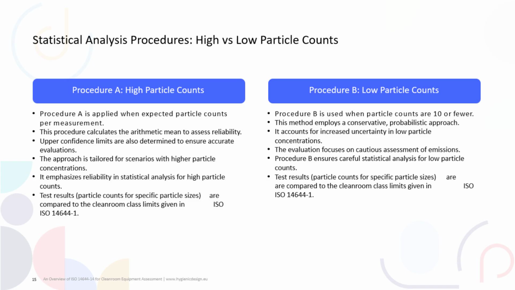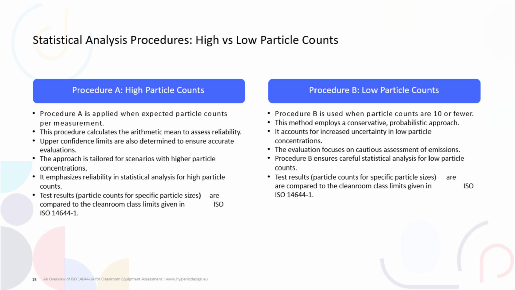On the other hand, procedure B is applied when particle counts are 10 or fewer. It uses a conservative, probabilistic method that accounts for the increased uncertainty associated with low particle concentrations. The focus here is on a cautious assessment of emissions, ensuring careful and appropriate statistical analysis for low particle counts.